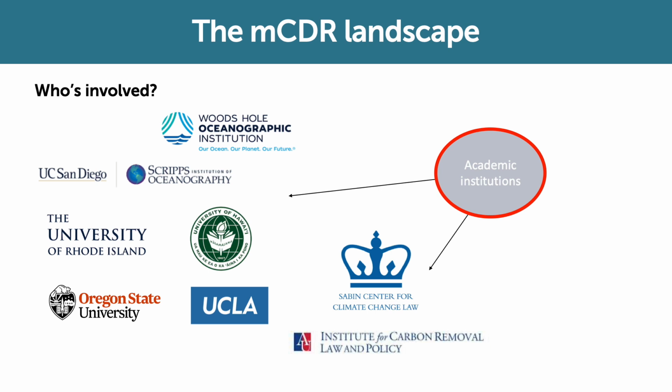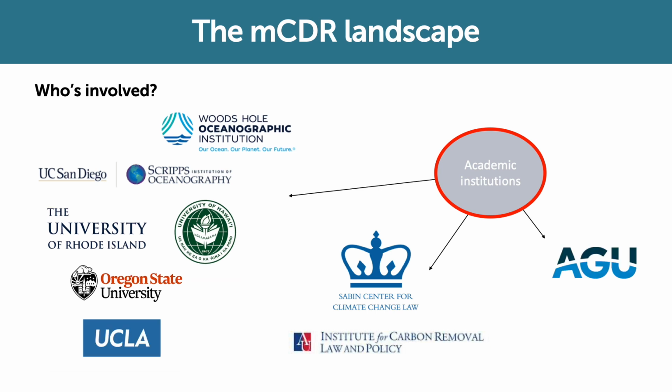Other academic institutions like Columbia University's Sabin Center and American University's Institute for Carbon Removal are focused on the social and policy aspects of mCDR. The American Geophysical Union is a leading professional association where mCDR researchers are exchanging their knowledge with one another.